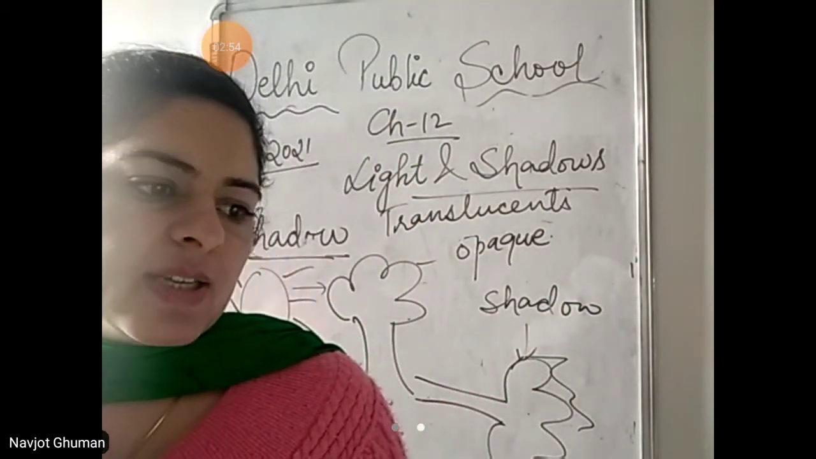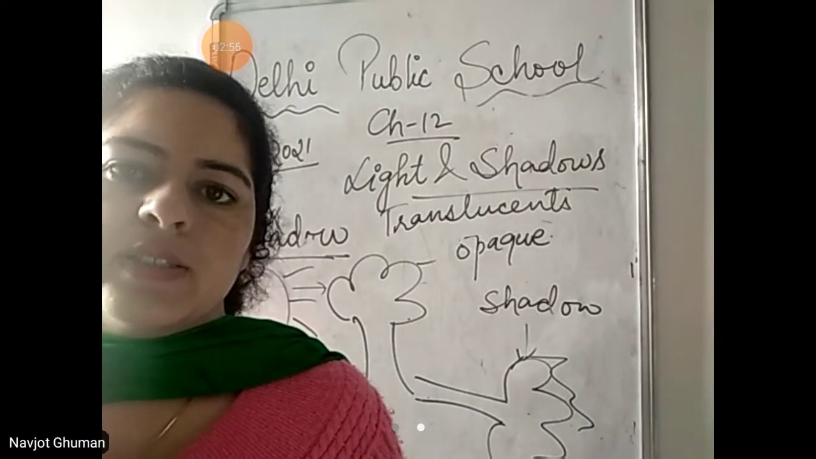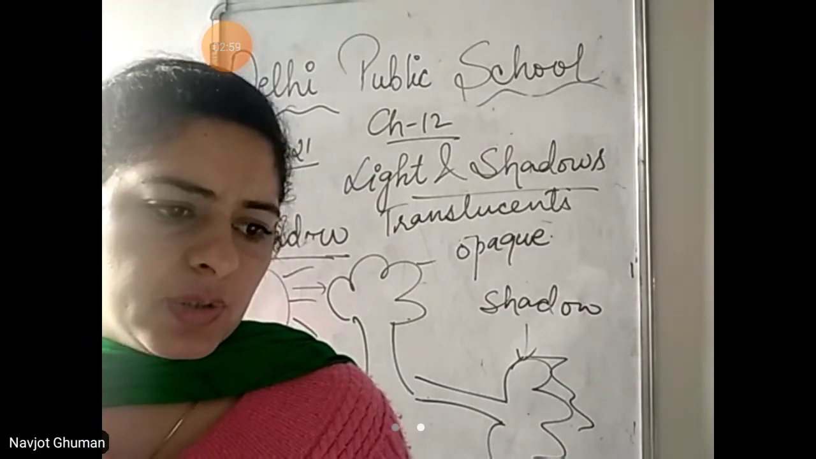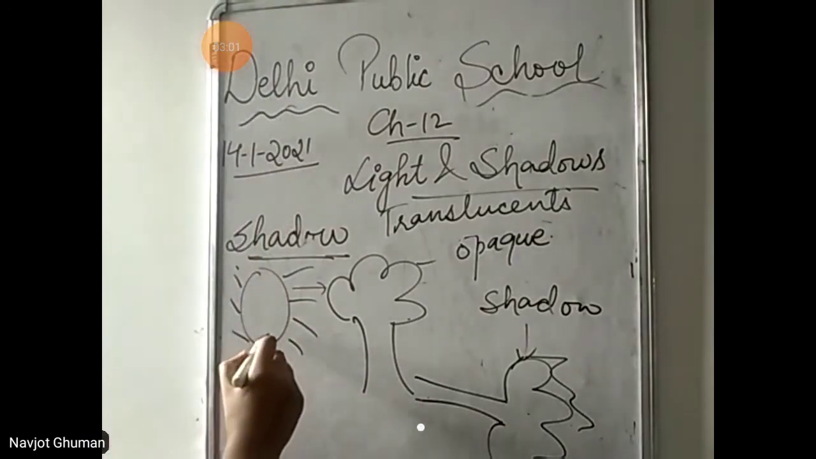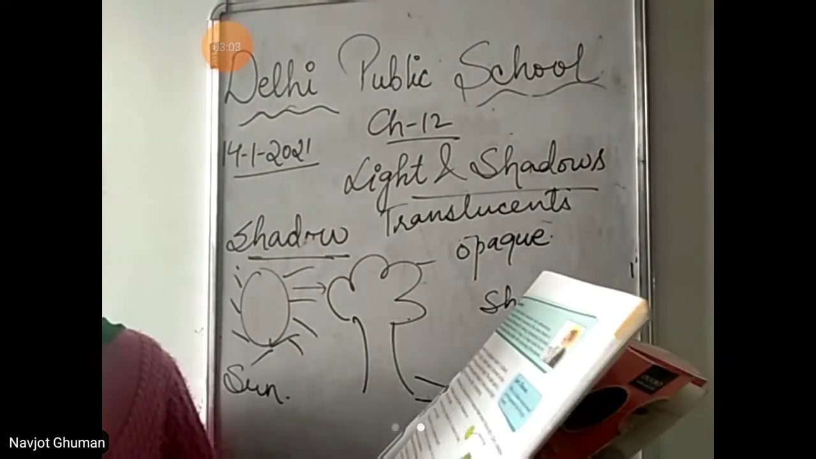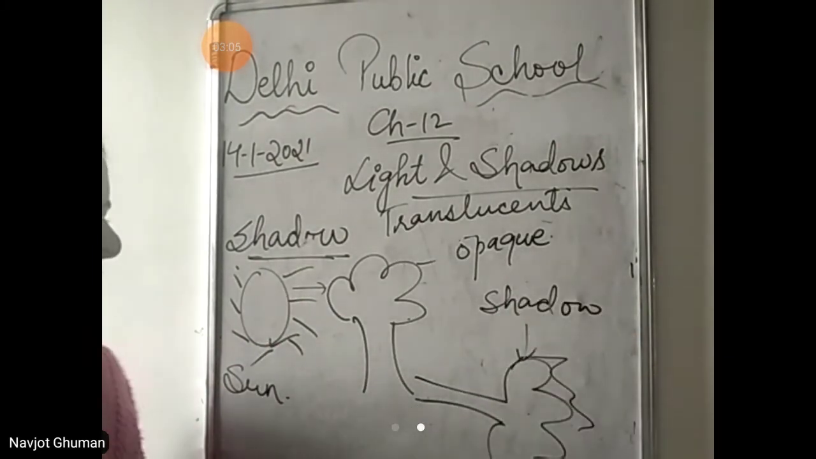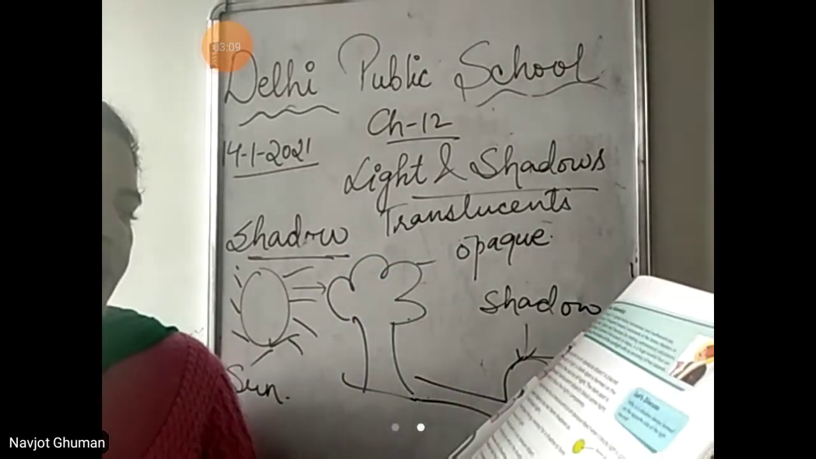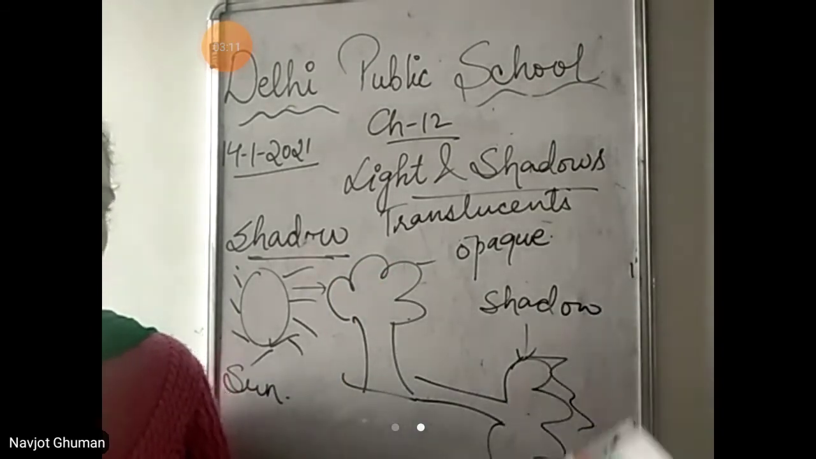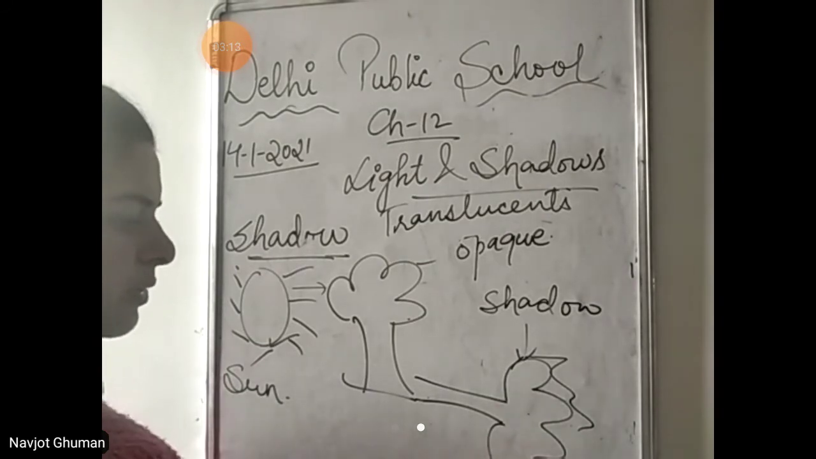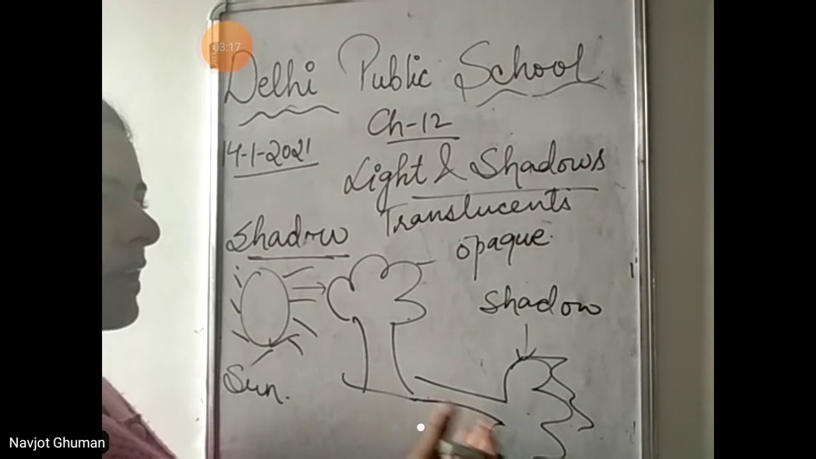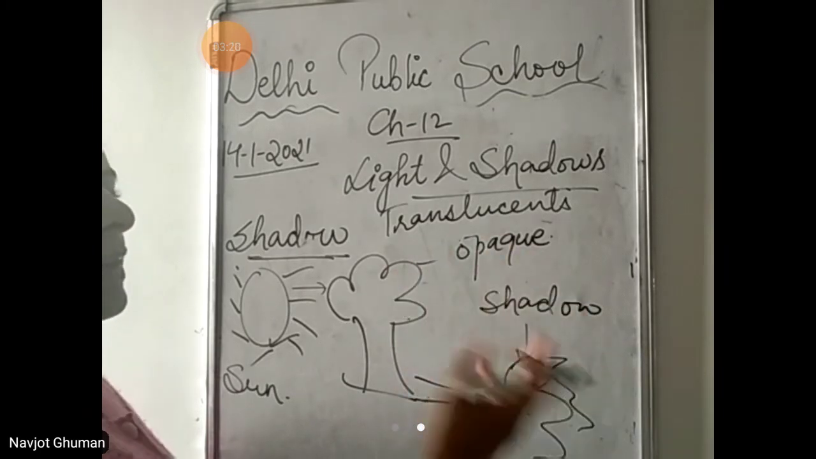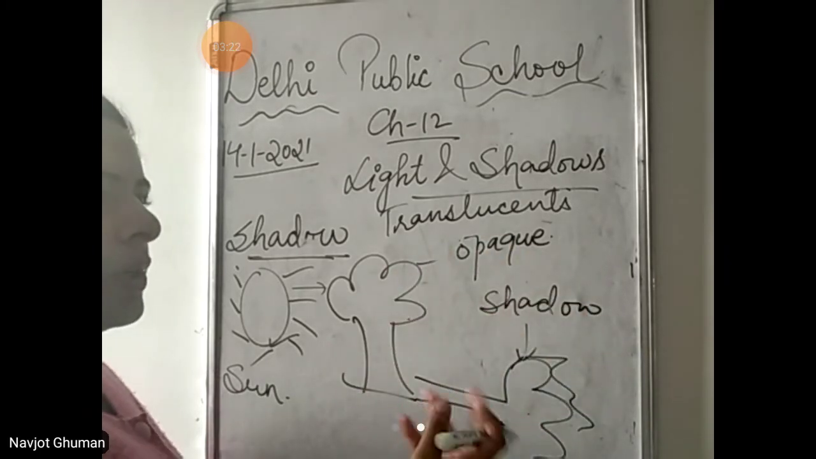There are three things needed for a shadow to form. Which are the things needed for a shadow to form? First is a source of light. This is the source of light. Then a translucent or an opaque object. Any object should be there. This is the opaque object. And a surface on which the shadow can be formed. Here the shadow is formed on the earth, on the ground. So a surface should be there. The surface can be the ground, or a wall. On the wall a shadow can be formed, or on any other surface.